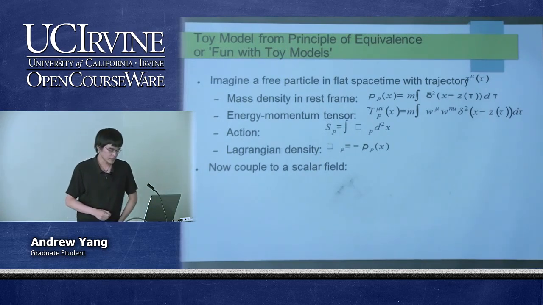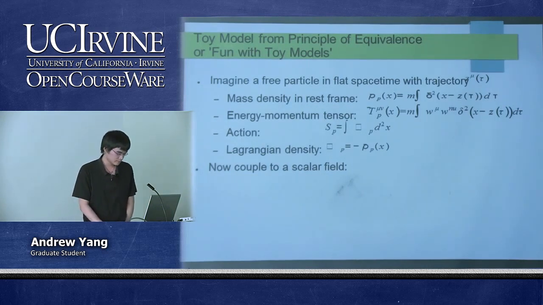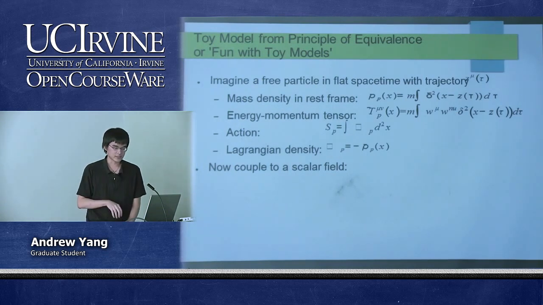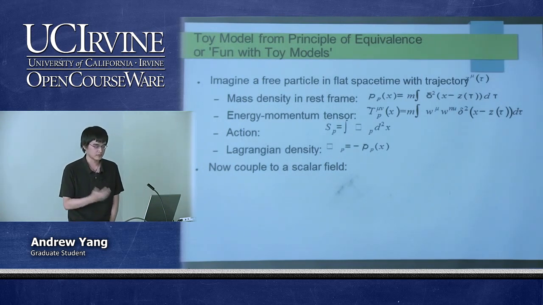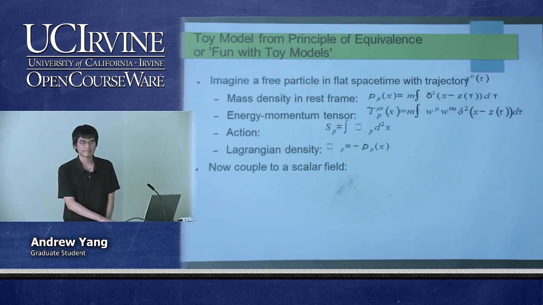So for a free particle in flat space, the next line is that script L is equal to minus rho. It's supposed to be a rho for a mass density, because for the free particle, the Lagrangian density becomes the mass density in its rest frame.